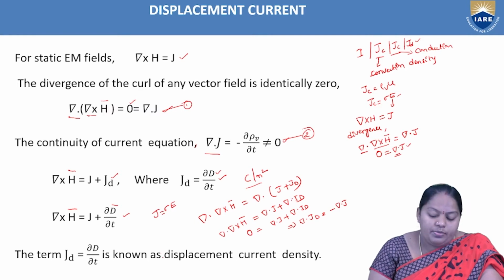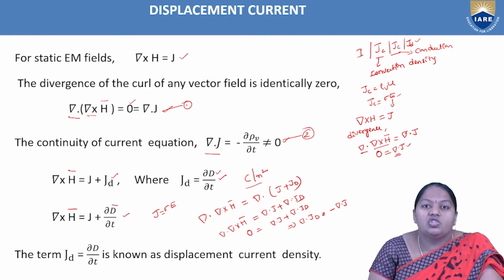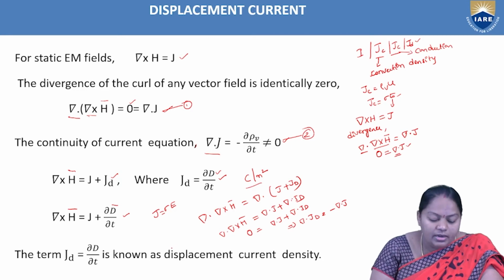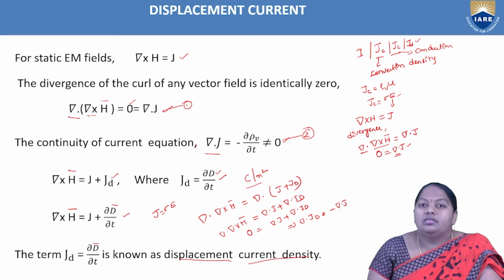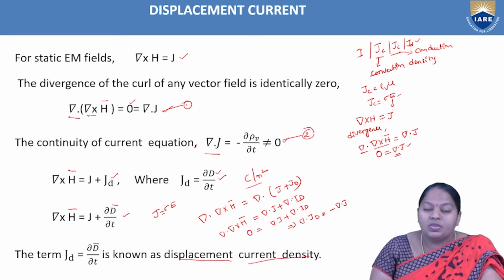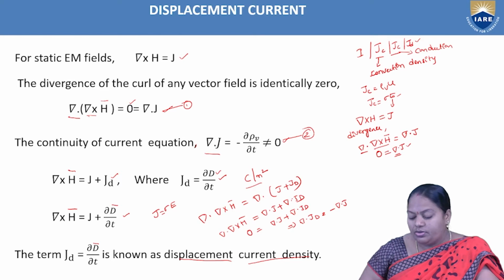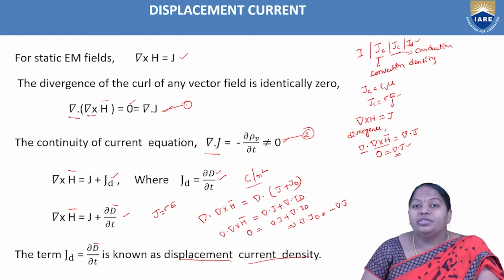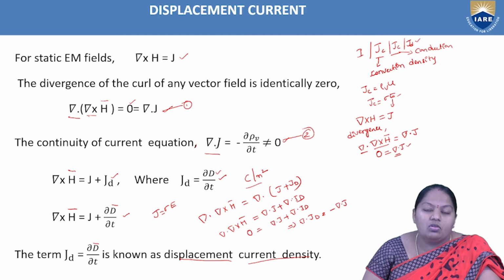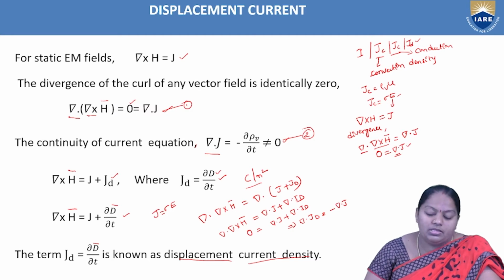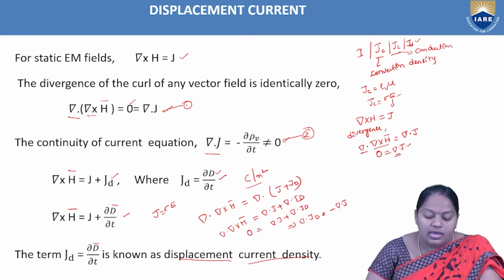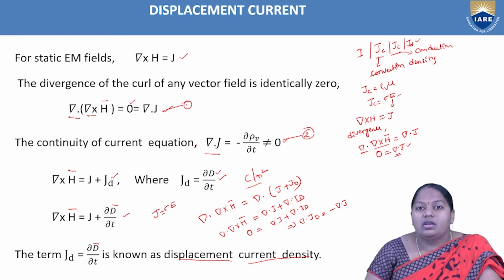form of Ampere's Circuital Law, del cross H bar equal to J plus dou D bar by dou t. Right? So the term JD, which is nothing but dou D bar by dou t, is known as displacement current density. This is one of the modified forms of Ampere's Circuital Law, obtained in the case of time varying fields, as del cross H bar equal to J plus dou D bar by dou t, known as the point form or differential form of Ampere's Circuital Law.